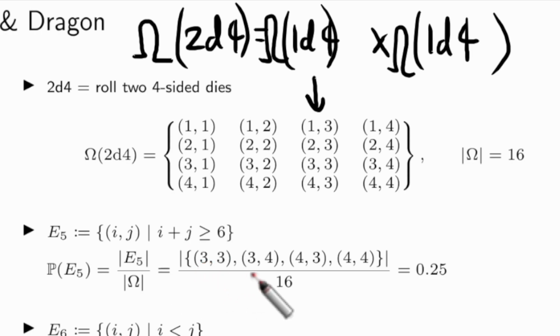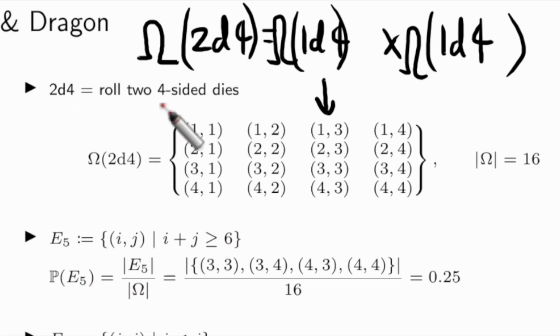So you first need to identify which ij's give a sum larger than 6. It will be 3,4, 4,3, and 4,4. Wait, also 3,3. So 3,3, 3,4, 4,3, and 4,4. How many of them? There are 4 of them. How many outcomes are there? 16. So if you roll the 4-sided die twice, you will have this chance of getting this.